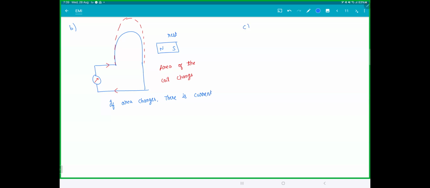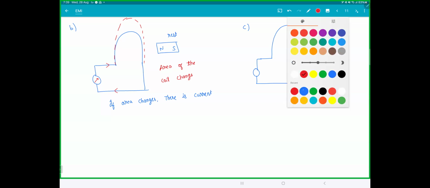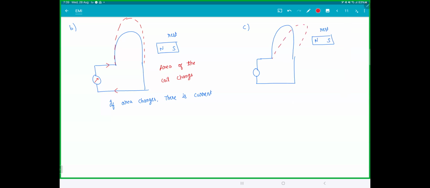That's great. Then we have the coil. Keep the magnet at rest. This time rotate the coil. Even then there's a deflection. So one thing is clear. This thing is changing whenever the B is changing, whenever area is changing, whenever theta is changing.